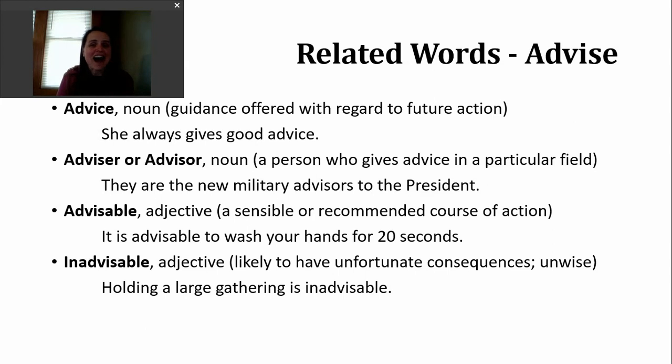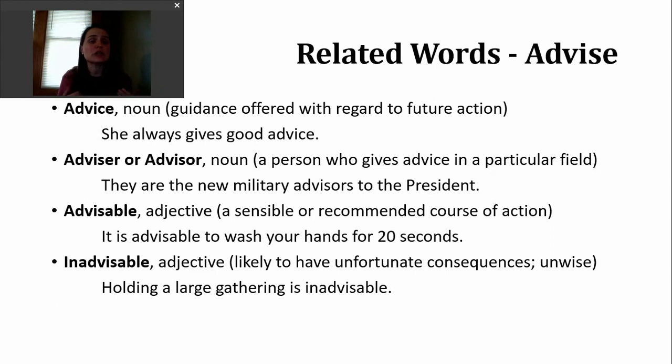The last two words we're going to talk about today are adjectives, and they're related. We have advisable, which means sensible or recommended course of action. Then we're going to have kind of the opposite, inadvisable. And this means an action is likely to have unfortunate consequences or be unwise.